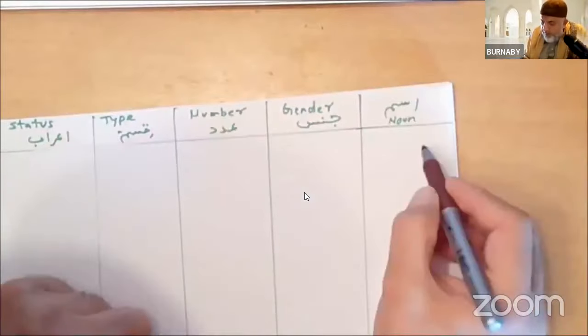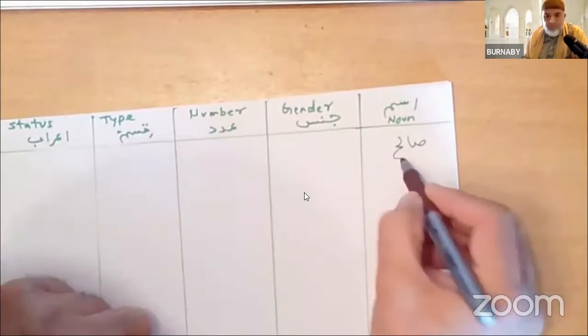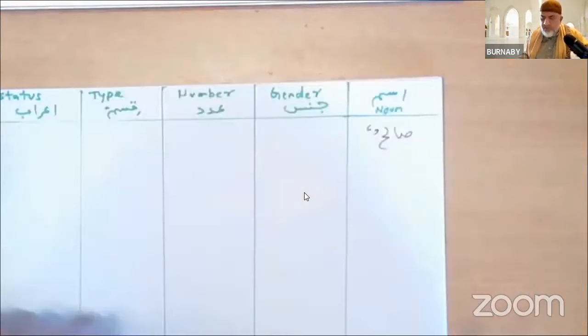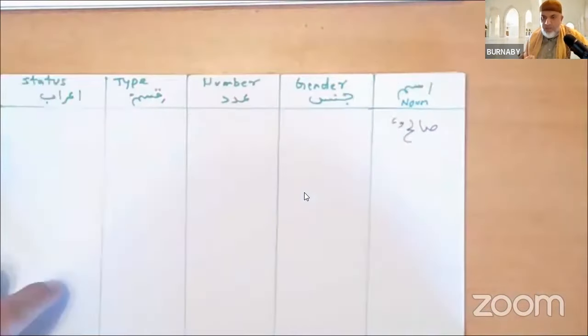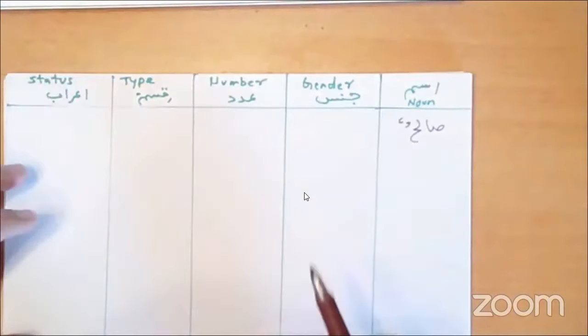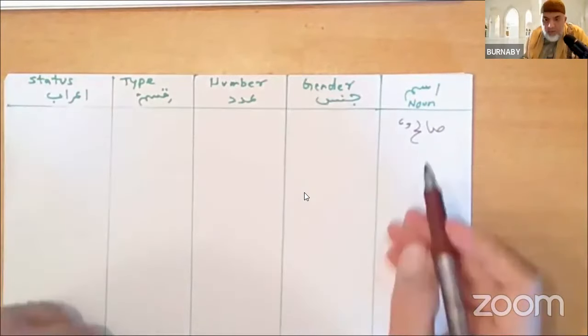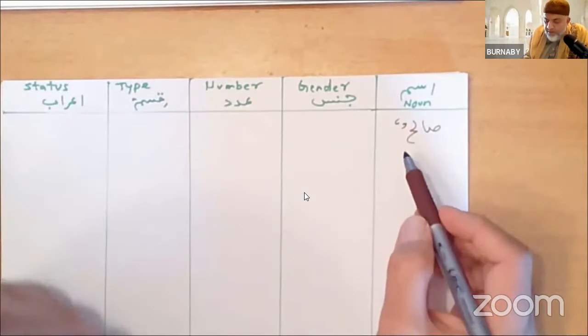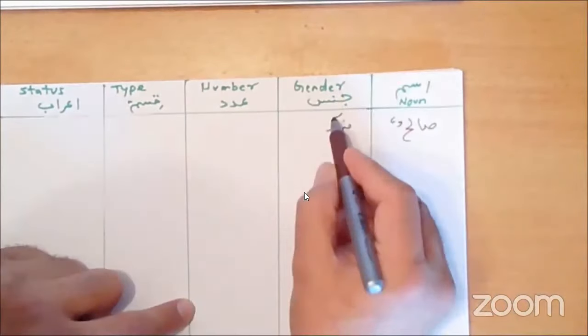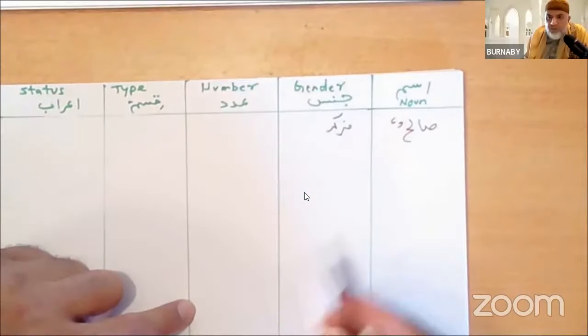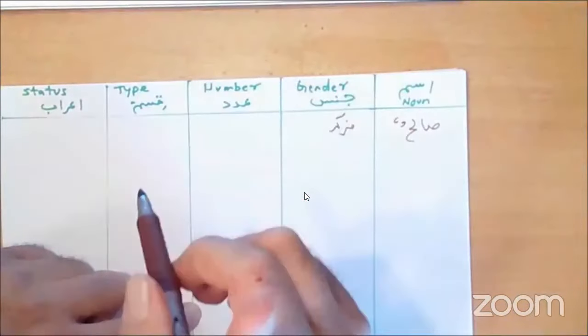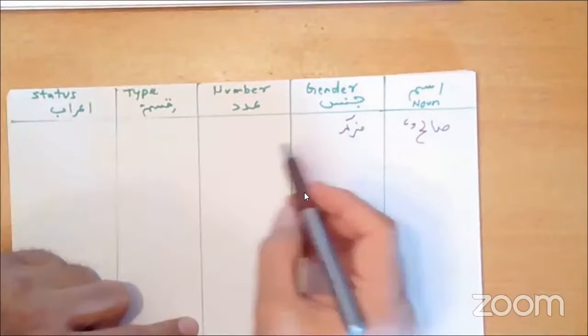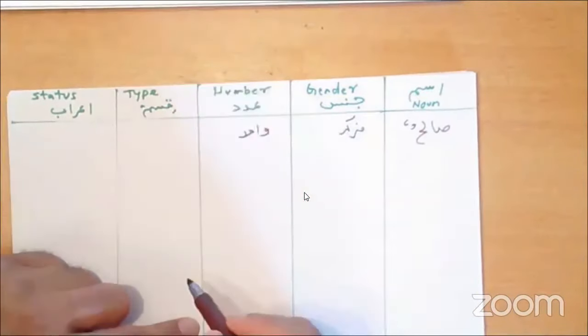Let's take a noun. We say Salihun. What is the meaning of Salihun? A righteous man, pious. A pious man, right? Now, do we know that Salihun is a male? Yes. So what will be the gender? Muzakkar. Does Salihun mean a pious man? Yes. What is the number? One, wahid. Very good.